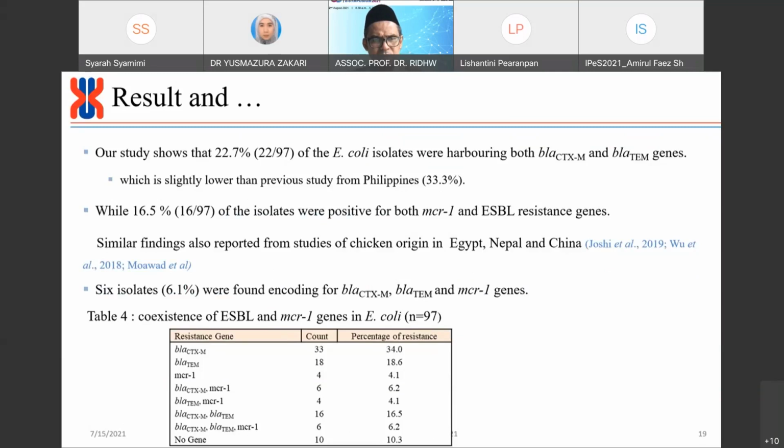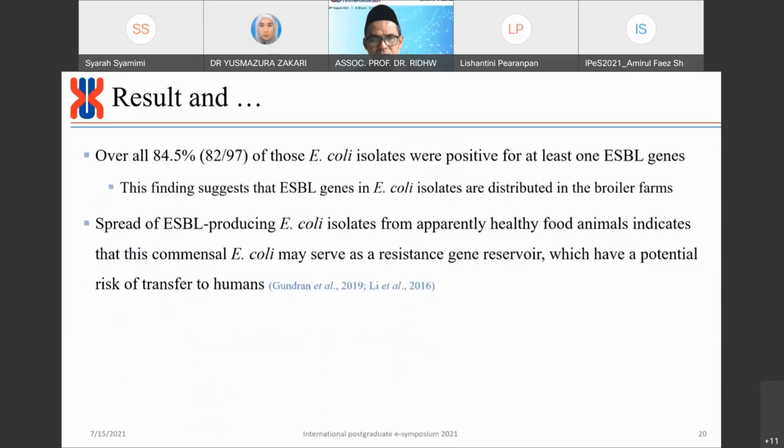Six of the isolates were found encoding BLA-CTX-M, BLA-TEM, and MCR1 genes. This table shows the coexistence of ESBL genes with MCR and the coexistence of both BLA-CTX-M and BLA-TEM. Overall, 84.5% of the isolated E. coli were positive for at least one ESBL gene.